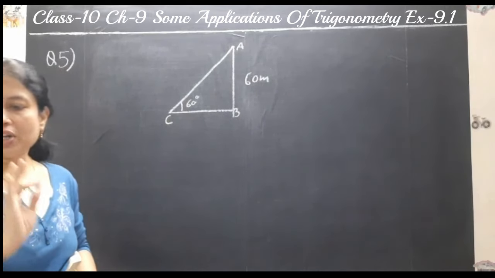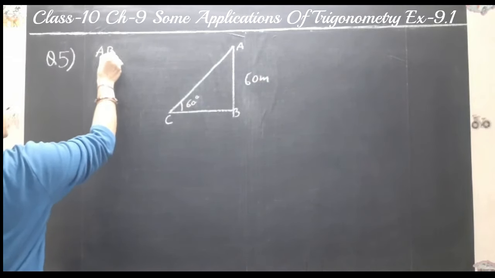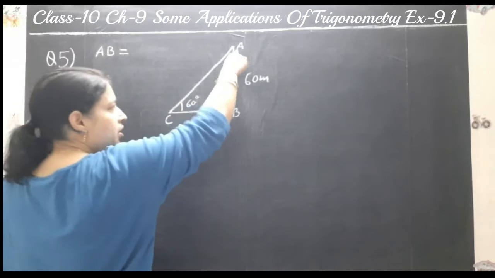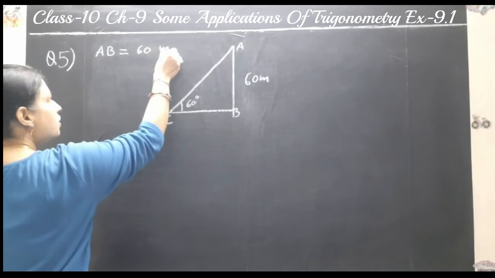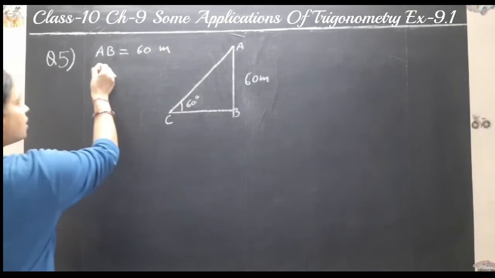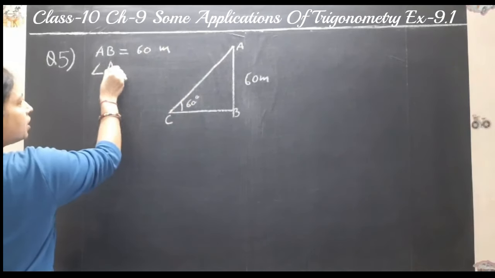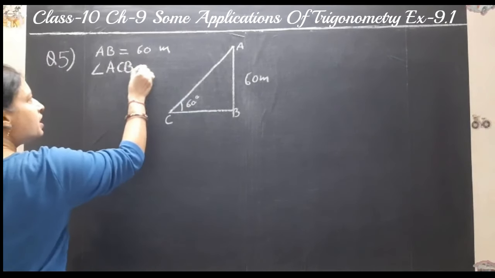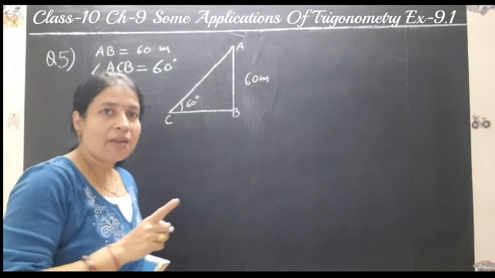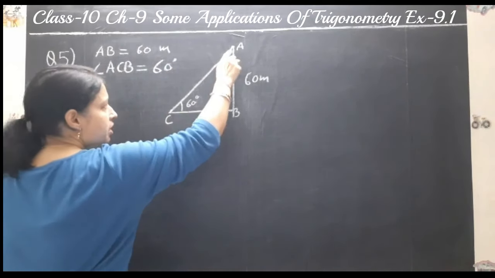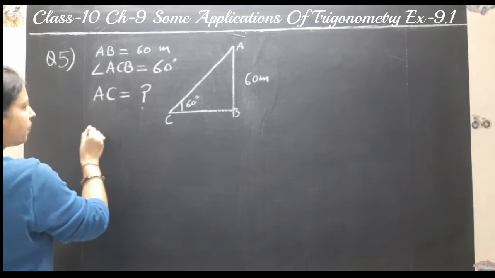So first write what is given. Here AB is given. Kite is above the ground at distance 60 meter. So write here 60 meter. Second thing, this angle is given, angle of elevation. So it will be ACB. ACB is given 60 degree. And we have to find out the length of the string, that means this AC.